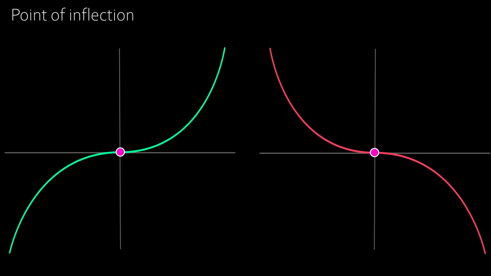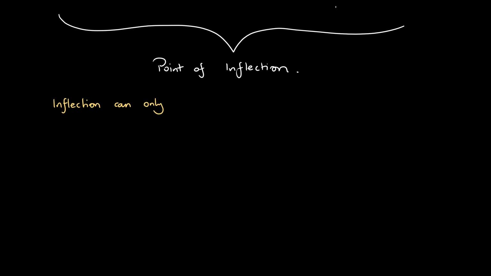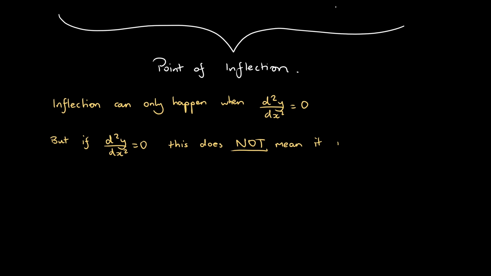And this isn't rare, as great examples of this are y equals x cubed and y equals minus x cubed, which are the two curves that we have drawn. Now, inflection points can only happen when d squared y over dx squared is equal to 0 at a stationary point. But if d squared y over dx squared equals 0, this doesn't mean that it is an inflection point. So it works one way, but doesn't work the other way.